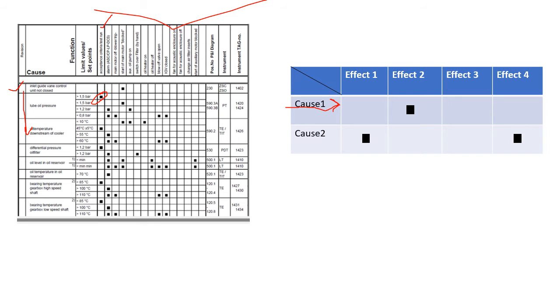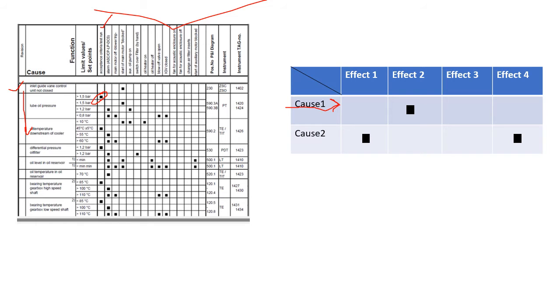For example, suppose there is a high level in the tank, and in the case of the high level of the tank, the inlet valve of the tank needs to be closed. So in that case, what will be your cause? The cause is your high level. So level high is the cause, and the effect is closure of the inlet valve. So there is only one effect.